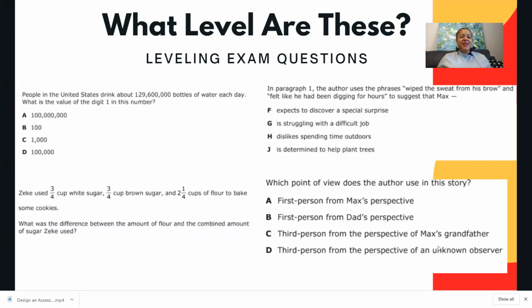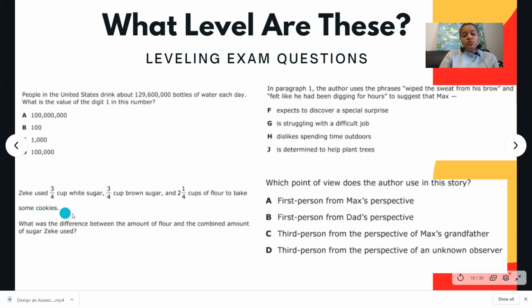So right here for our first question. The question is, what is the value of the digit 1 in this number? What are we asking kids to do? Level 1, a recall. They just have to place. There's not a computation happening here. I just have to find what the value of 1 is and then look at my answer choices.